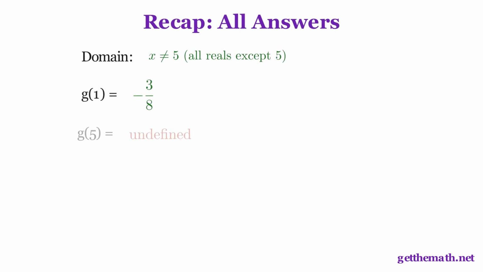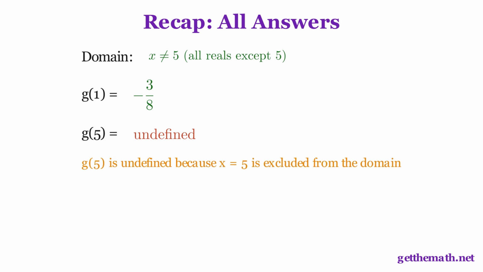Recap. The domain is all real numbers except x equals 5. g of 1 equals negative 3/8. g of 5 is undefined, because x equals 5 is not in the domain.